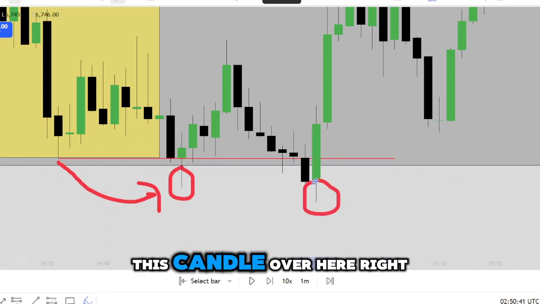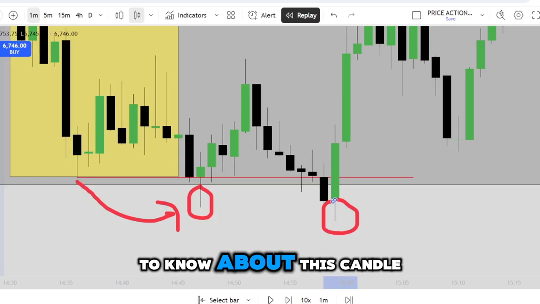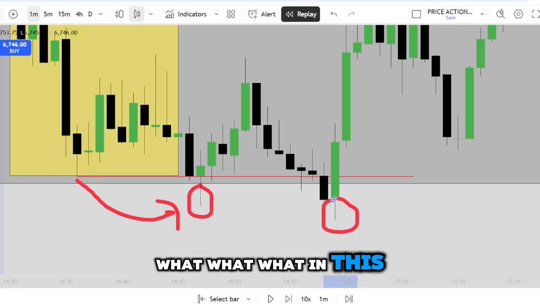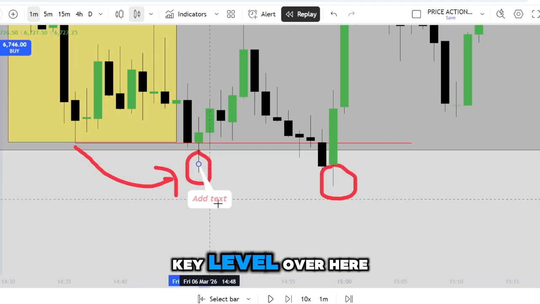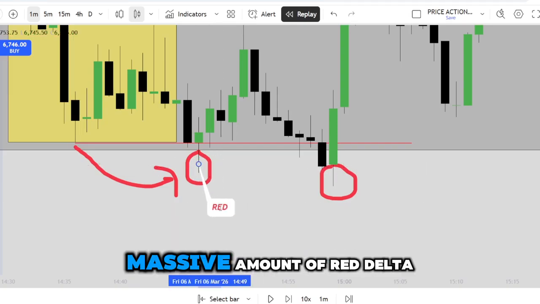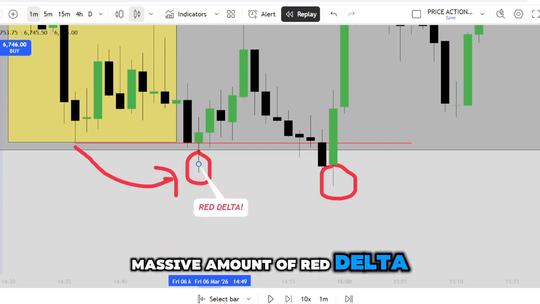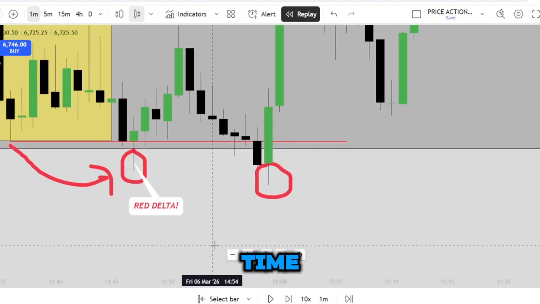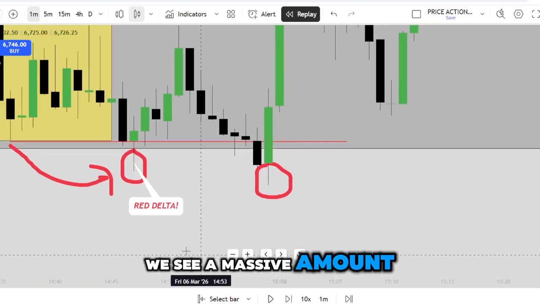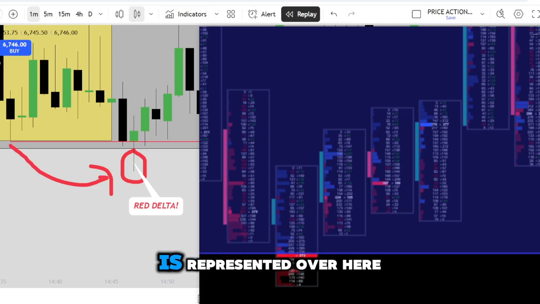What was going on in this candle over here? What do you need to know about this candle? What in this candle gives you confirmation to go long? Considering we have our key level over here, what we saw was a massive amount of red delta. I've been over this in previous videos, so I'm going to do it a little bit quicker this time. We see a massive amount of red delta, and that red delta is represented over here. For those who don't understand what red delta is, I'm going to break this down and make it very, very simple.